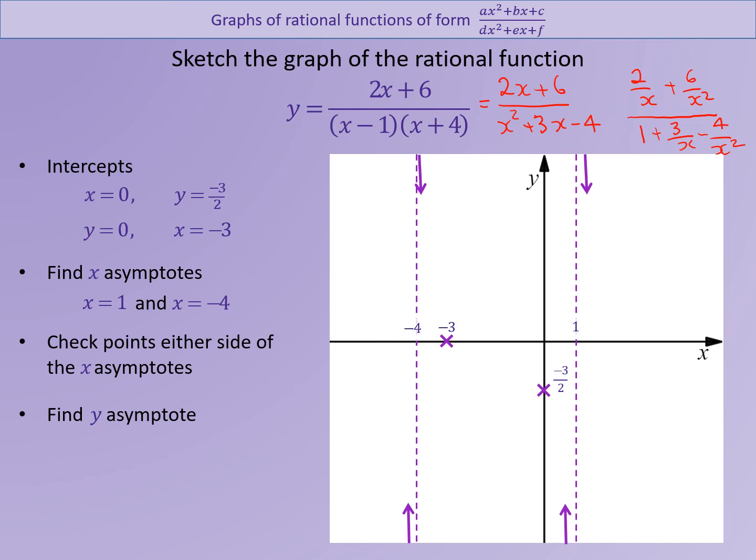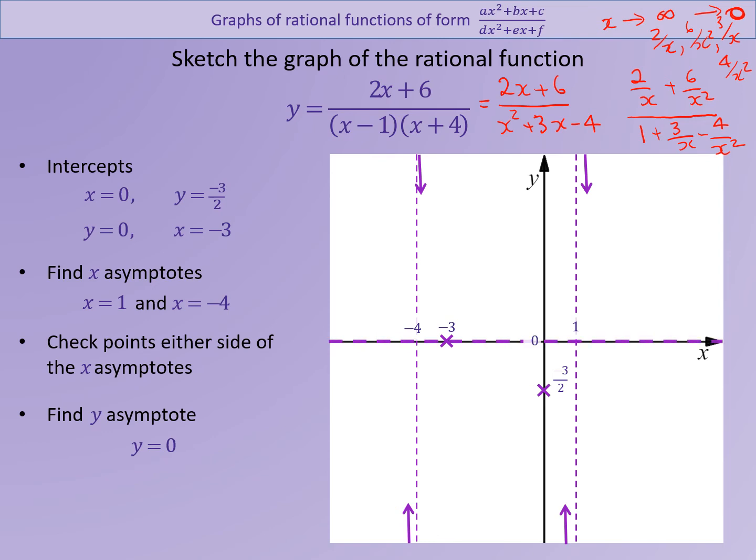Now the same principle works here as before. If we still look at what's happening to this function as x is tending to infinity, it doesn't matter whether we've got x as the denominator or x squared, they will still tend to 0, it's just that x squared gets there a bit faster. So all of those terms, 2 over x and 6 over x squared, 3 over x and 4 over x squared, they all tend to 0 as x tends to infinity.